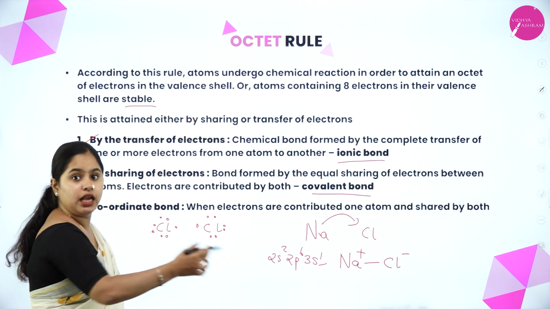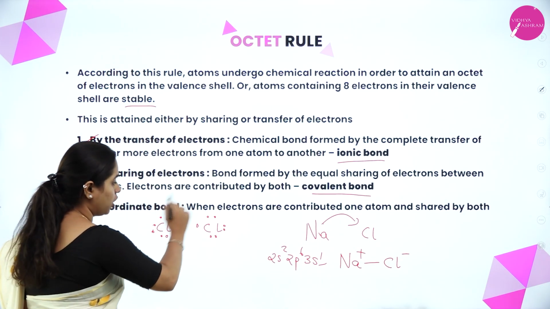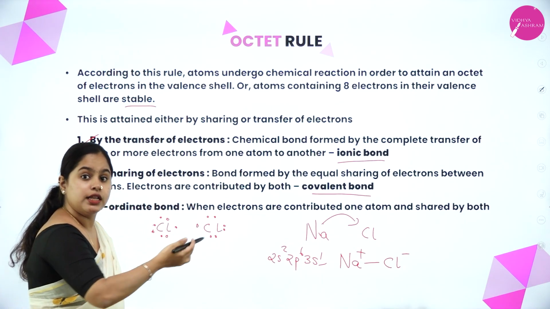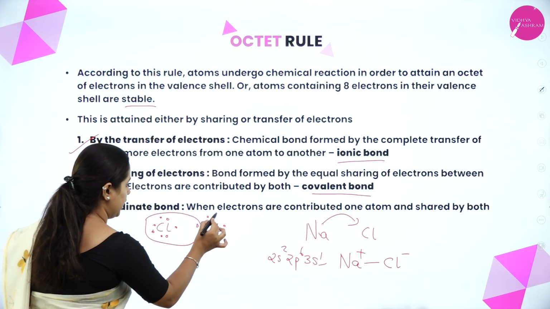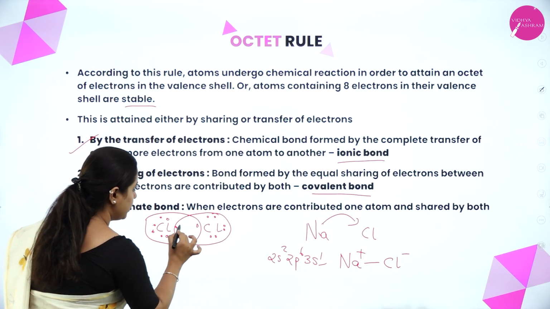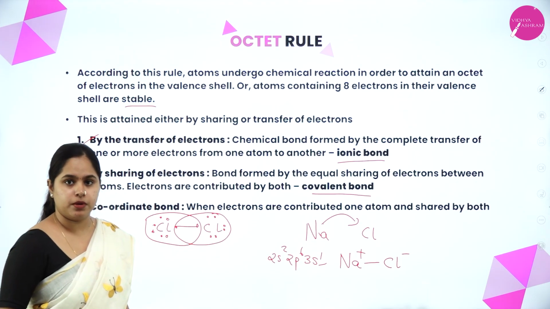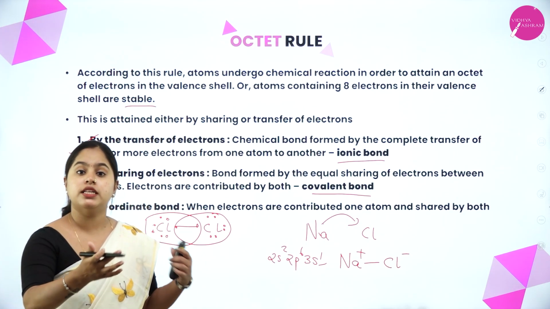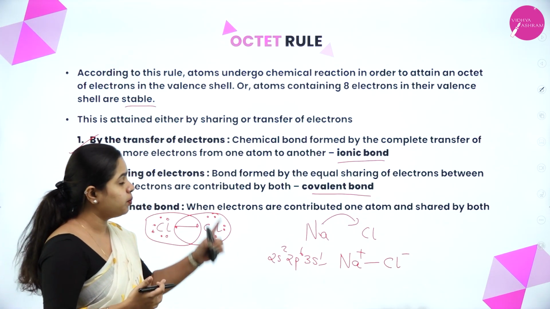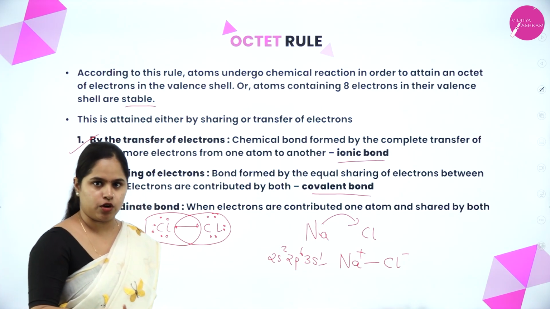So, what do they do? They share the electrons between them. It is not transferring from here to there or there to here. They share the electrons. So, how can I represent it? They both share these electrons, hence a bond is formed between them, which is called a covalent bond. Covalent bonds are formed by the sharing of electrons, and ionic bonds are formed by the transfer of electrons, right?